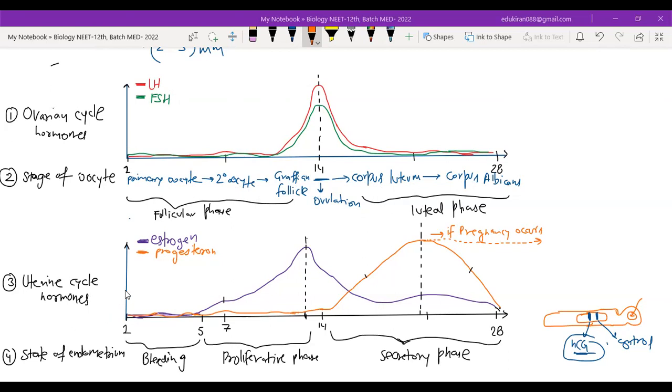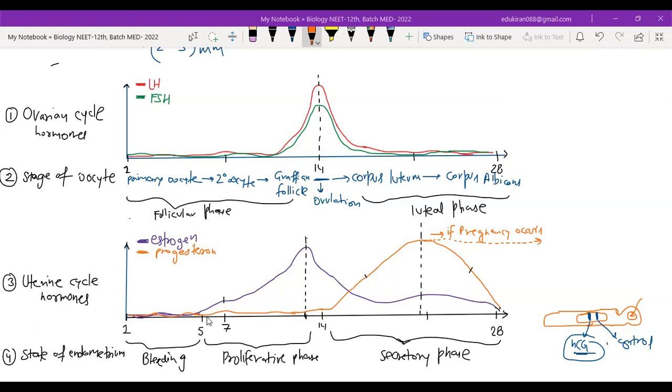Now 3 is what is happening in the uterus simultaneously. From day 1 to 5, when there was the follicular phase going on in the ovary, there was a bleeding phase going on in the uterus. So the levels of both estrogen and progesterone were very, very low. That's why the bleeding was happening.